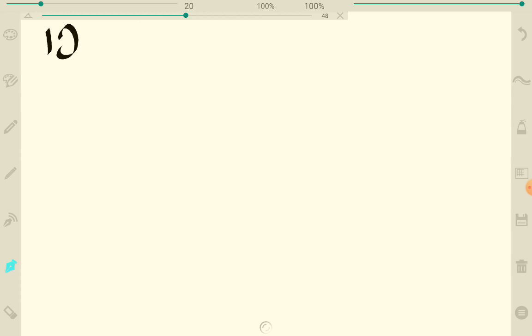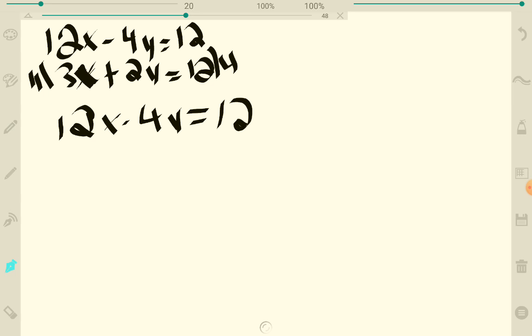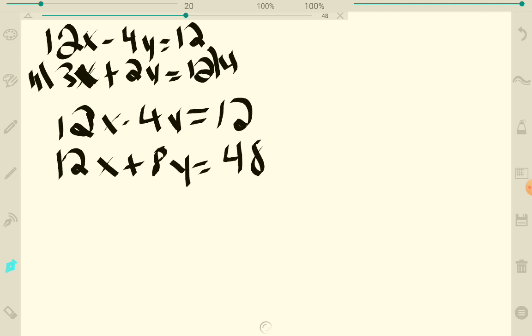Next is going to be 12x minus 4y equals 12, and 3x plus 2y equals 12. For this problem, I will be making the x's the same. Since 3 can go into 12, we only have to multiply the bottom by 4 to equal the top value. So we would have 12x minus 4y equals 12 as the top equation, and 12x plus 8y equals 48 as the bottom.